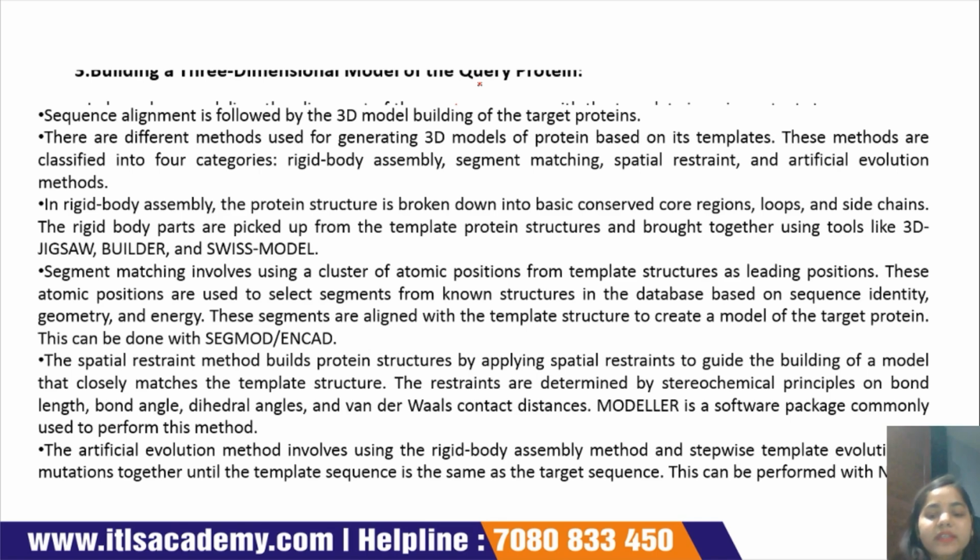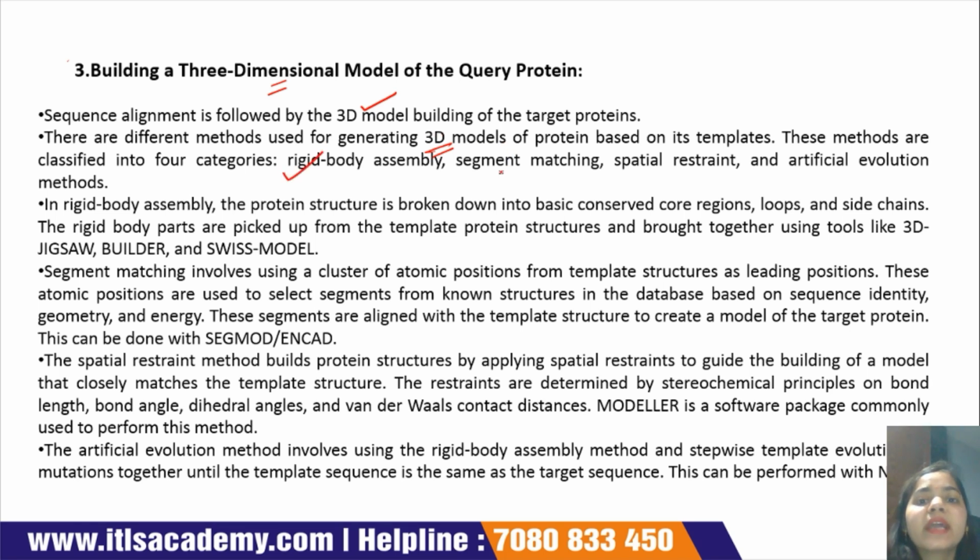Now we understand the third step, that is the building of a three-dimensional model of the query protein. Sequence alignment is followed by 3D model building of the target protein. There are different methods used for generating the 3D model of a protein based on a template. Basically, we classify these methods into four categories: rigid body assembly, segment matching, spatial restraint, and artificial evolutionary methods. These are the four methods used to generate the 3D model of the query protein.